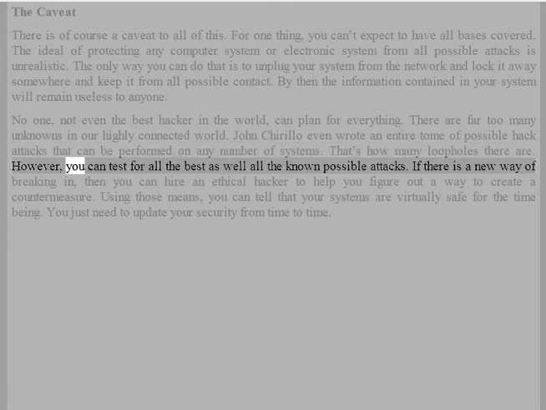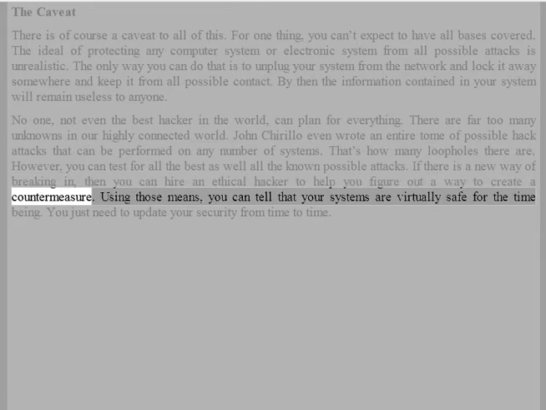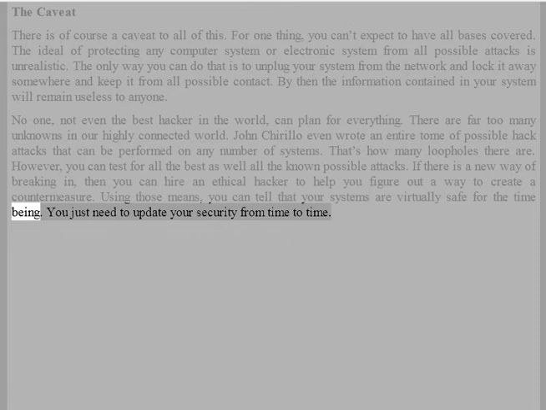However, you can test for all the best as well as all the known possible attacks. If there is a new way of breaking in, then you can hire an ethical hacker to help you figure out a way to create a countermeasure. Using those means, you can tell that your systems are virtually safe for the time being. You just need to update your security from time to time.